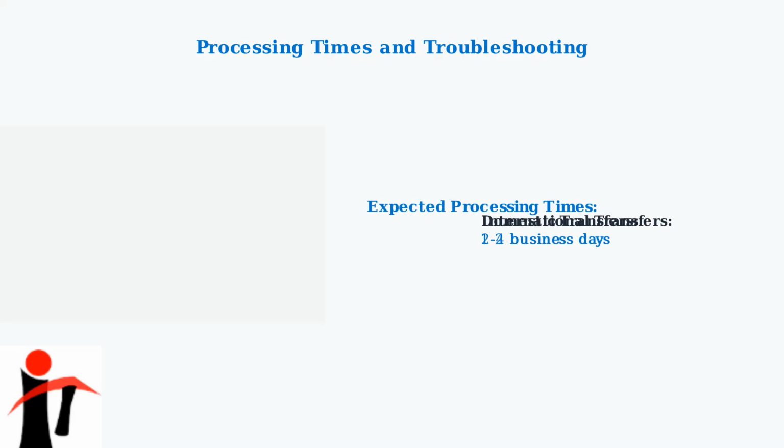Domestic wire transfers typically take 1 to 2 business days, while international transfers may take 2 to 4 business days to complete the full process from your bank to Coinbase. If your transfer doesn't appear within the expected time frame, don't wait. Contact Coinbase support immediately. Early intervention can help resolve issues before they become more complex, especially if there were errors in the reference code or banking details.